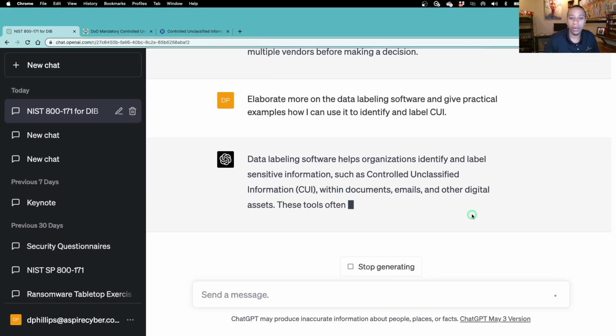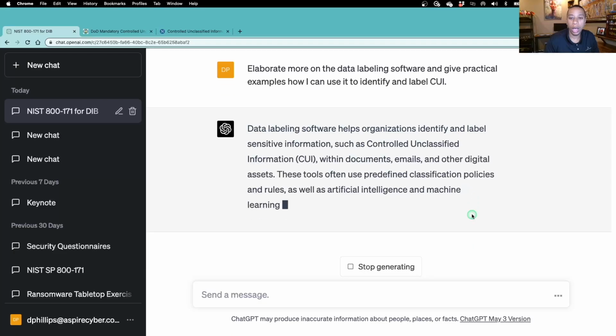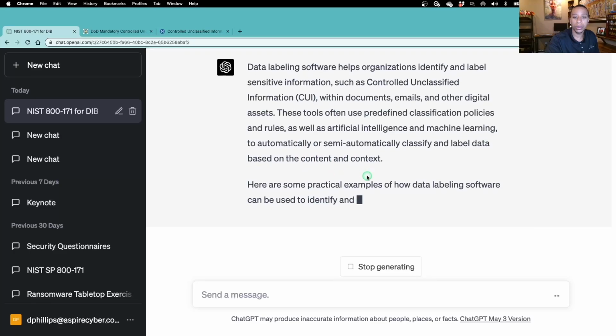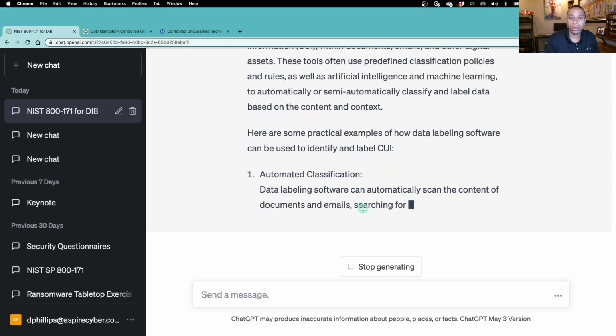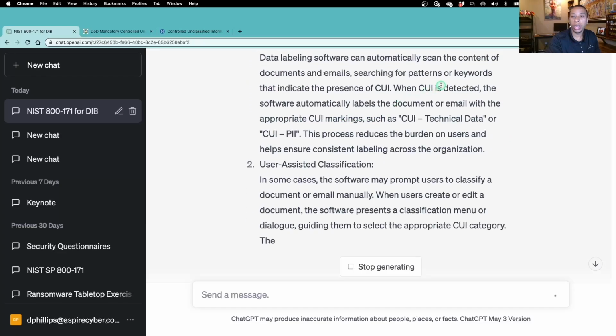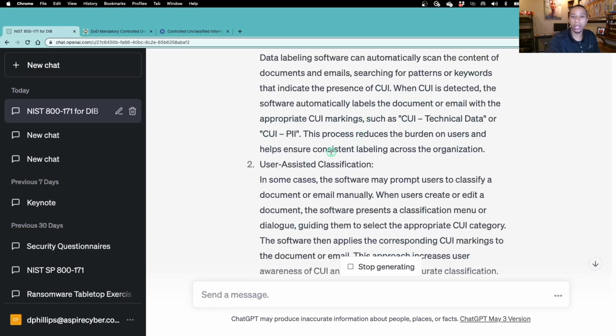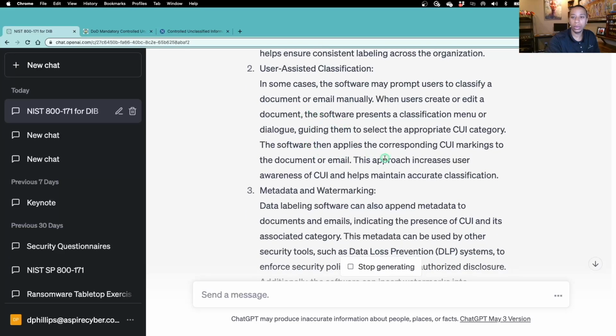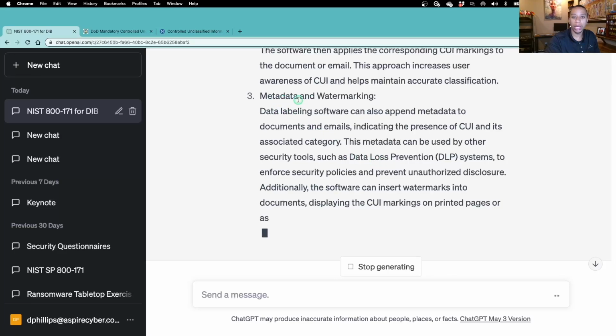So it helps organizations identify and label sensitive information such as CUI within documents, emails, and other digital assets. It uses artificial intelligence, which we're using right now, or machine learning. And let's see, here are some practical examples. It can automatically scan the content of documents and emails, searching for patterns or keywords to indicate CUI. You can assist it with classification. Use the metadata and watermarking.